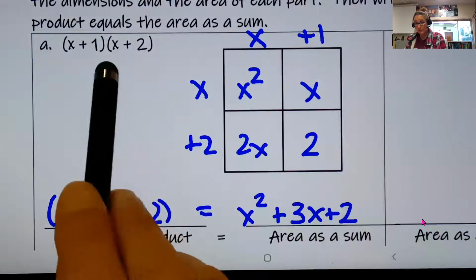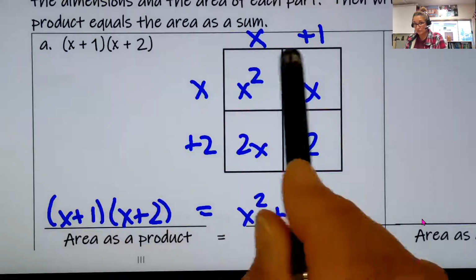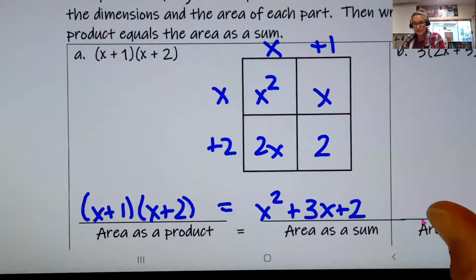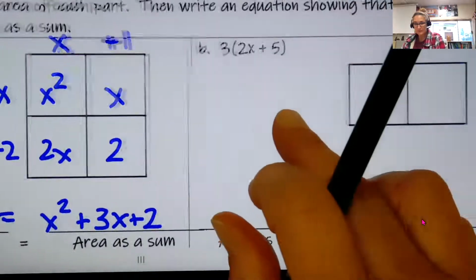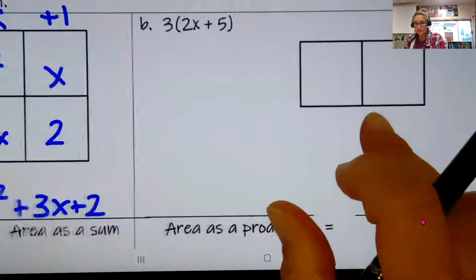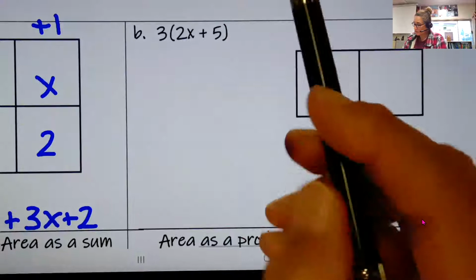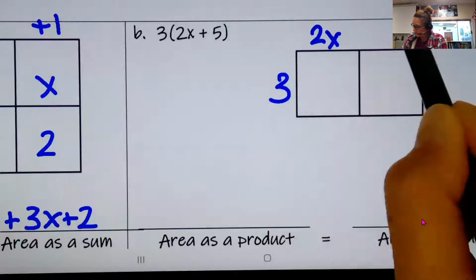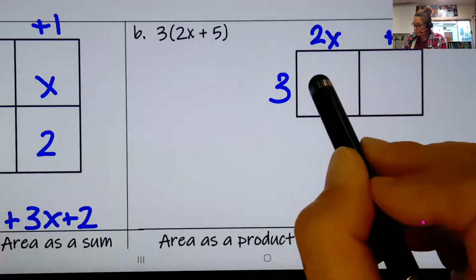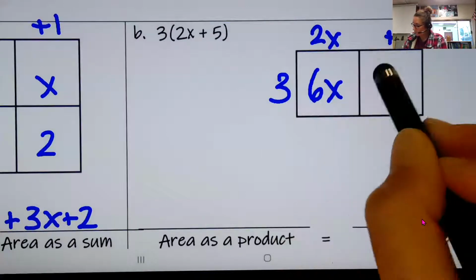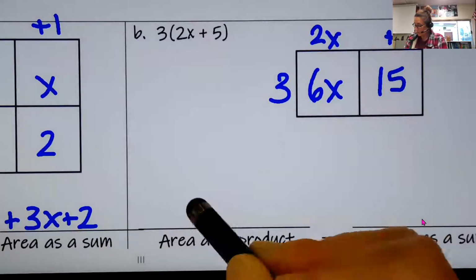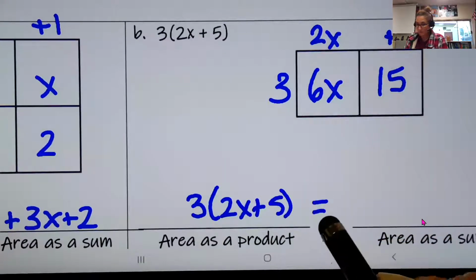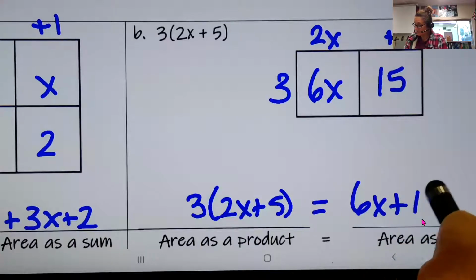Now, again, you want to start paying attention: this was a 2 by 2, that's why I drew a 2 by 2. 2 terms, 2 terms. The next one, we have 3 times 2x plus 5. So it is a 1 by 2. So 3 and a 2x plus 5. When I multiply, I get 6x. 3 times 5 is 15. My area as a product is going to be 3 times 2x plus 5 equal. My area as a sum is 6x plus 15.